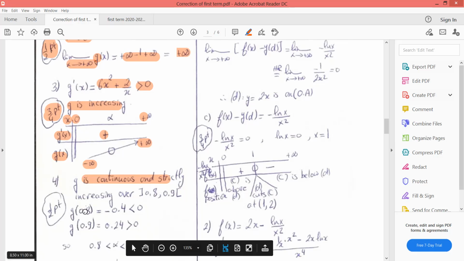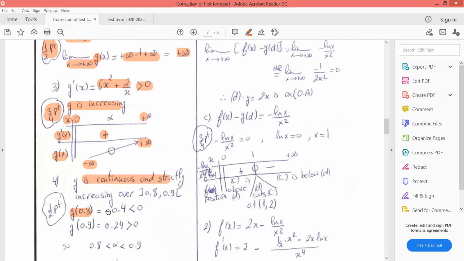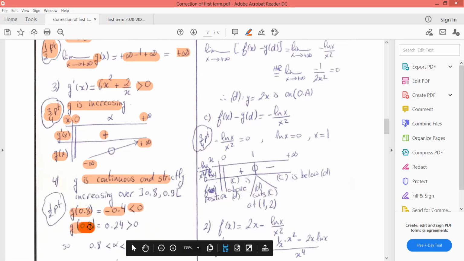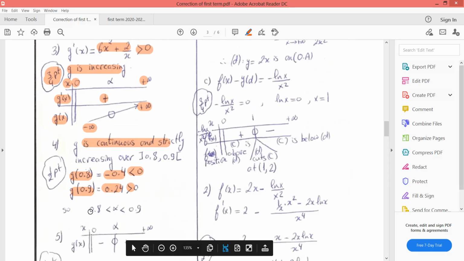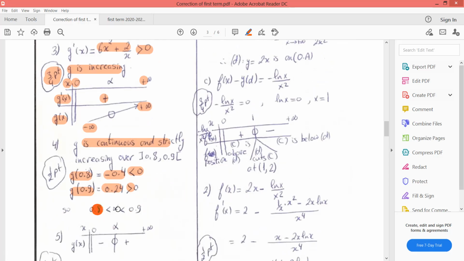G of 0.8, by using the calculator, you get minus 0.4, which is a negative value. G of 0.9 equals 0.24, which is a positive value. So since g of 0.8 is negative, it is below the x-axis. G of 0.9 is above the x-axis. So alpha is between 0.8 and 0.9.